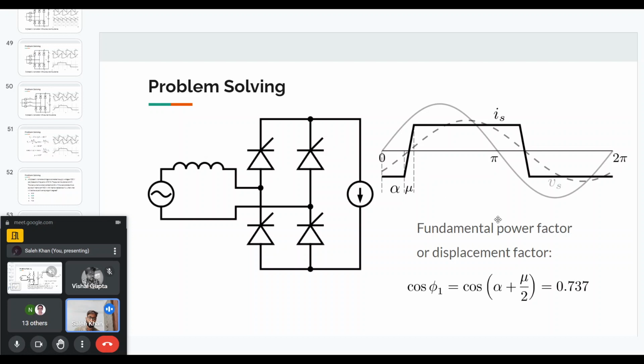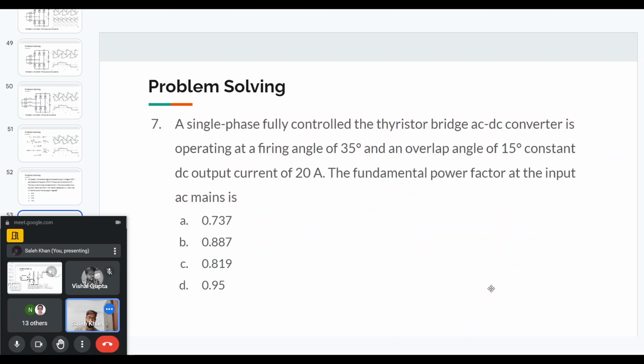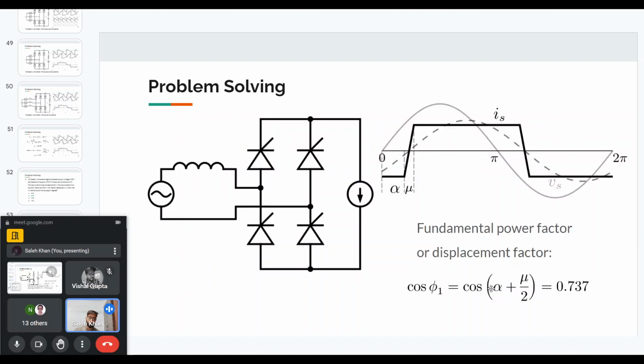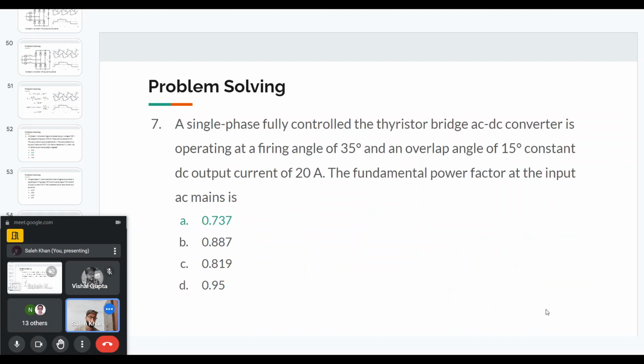So the fundamental power factor angle will be alpha plus mu divided by 2, the half of this mu angle. So the fundamental power factor will be cosine of that angle. And since the angles are given, alpha is 35 degrees and mu is 15 degrees, you can substitute in this equation and find out that the fundamental power factor is 0.737. So the answer to this question is A, 0.737.